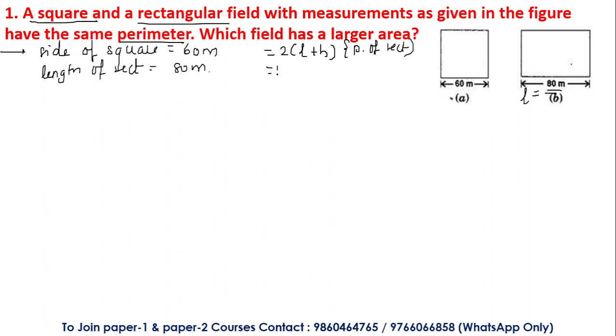And what is the perimeter of a square? The perimeter of a square is 4 into side. That is, all the sides of the square are equal. Hence the perimeter of the square is 4 into side.